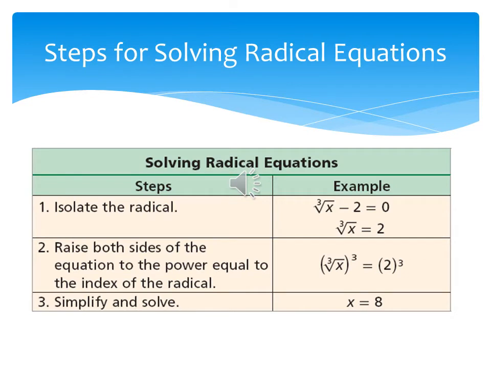Our steps for solving radical equations are first to isolate the radical. We want to have the radical all by itself on one side if possible, and then all the numbers and variables outside the radical on the other side. Second, we raise both sides of the equation to the power equal to the index of the radical. So if we have a cube root, we raise it to the third power. If we have a square root, we raise it to the second power. If we had a fourth root, we would raise it to the fourth power. The last step, step 3, is to simplify and solve the equation.